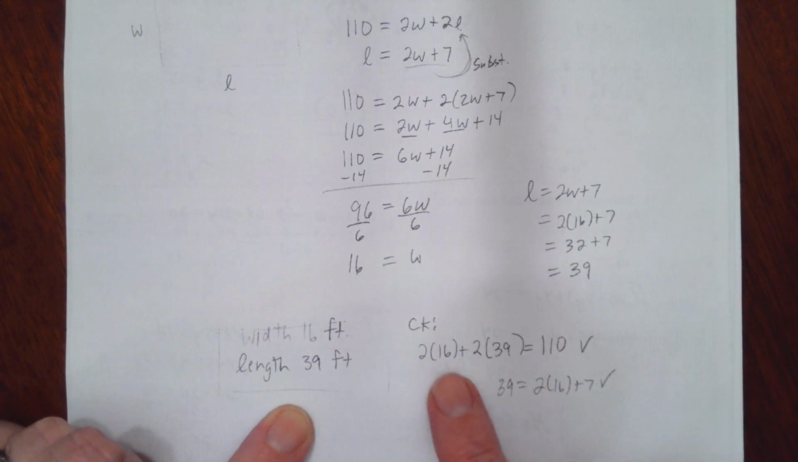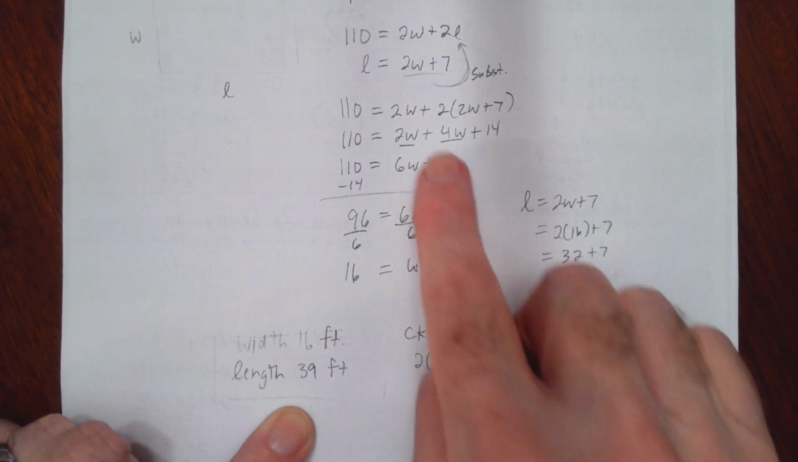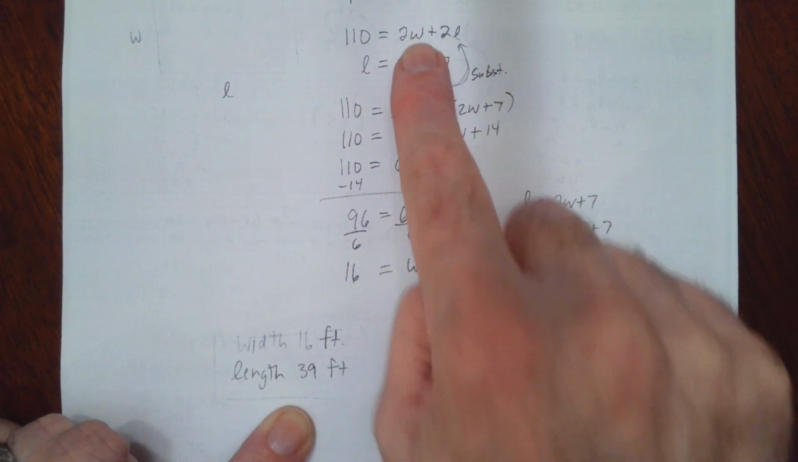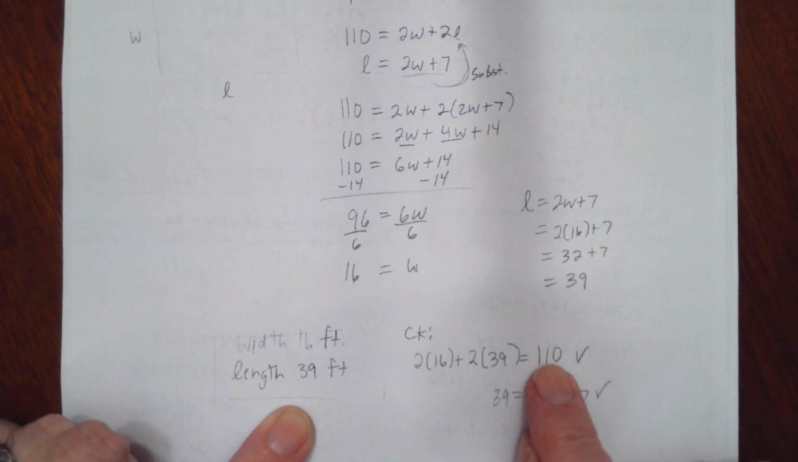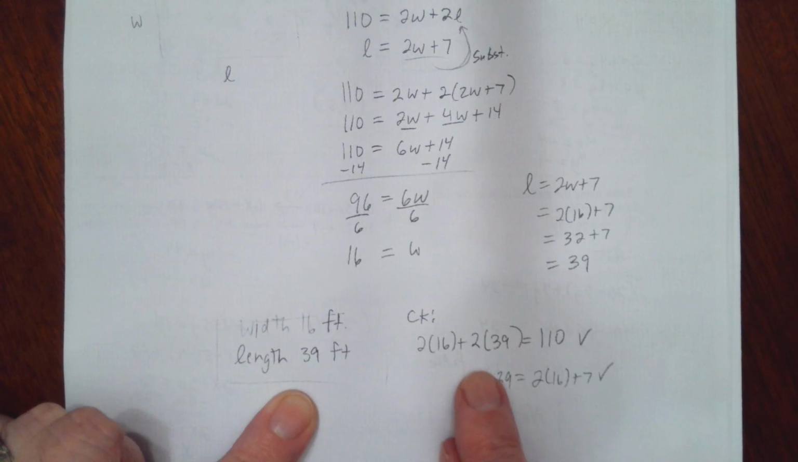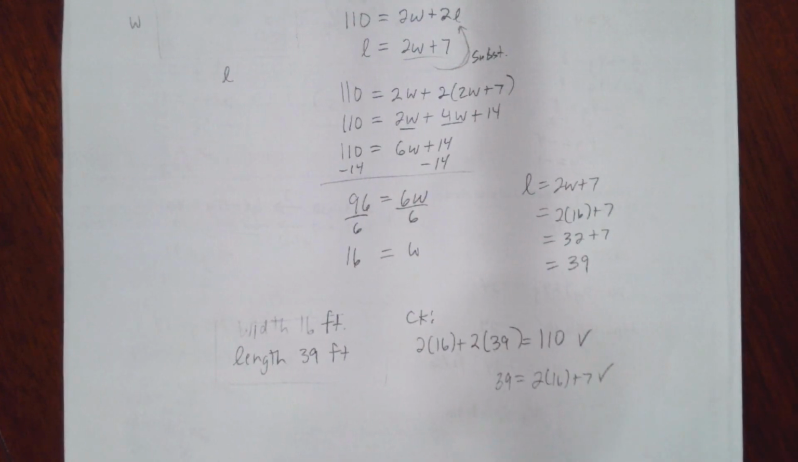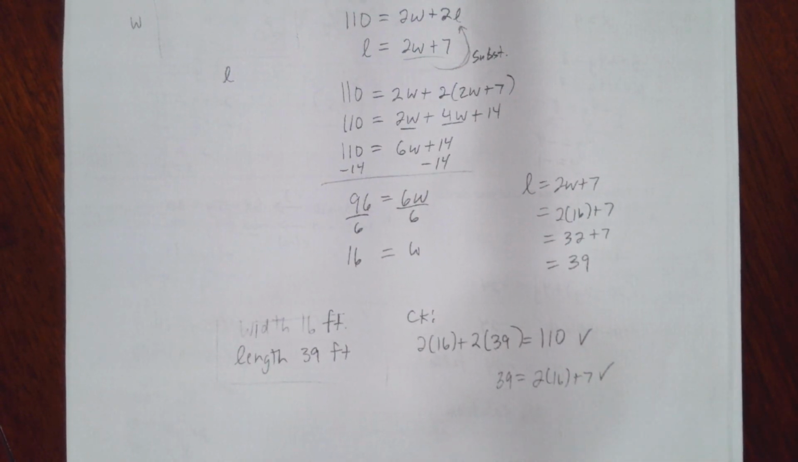To check it, notice you can plug the 16 in for W and 39 in for L into this first equation, and you should get 110, and that does work. And the second one, the length, which is 39, should equal twice the width plus 7, which is what we have here. And it does. All right, so that's going to be it for this review. Let me know if you have any questions.